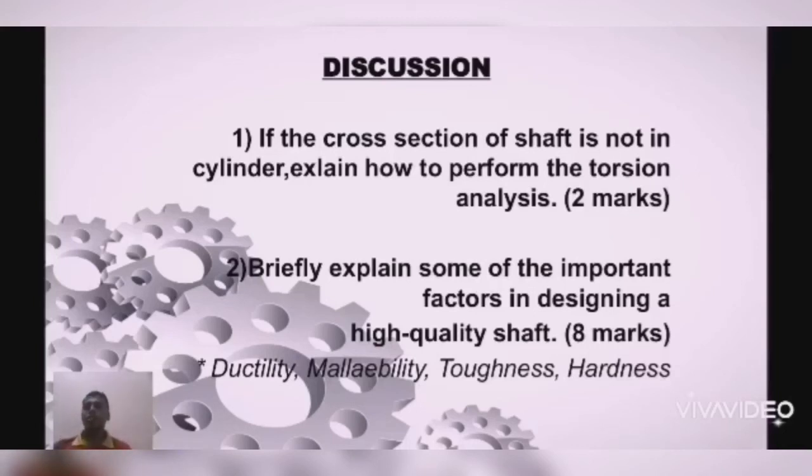Second question: briefly explain some of the important factors in designing a high-quality shaft. There are 4 factors: ductility, malleability, toughness, and hardness. First, ductility. Both twisted shafts did not drop back to 0 because of sliding in the material arrangement. Second, malleability. Both twisted shafts are reducing upon removal of load. It is because the specimen is elastic, deformed, and recovered to its original shape. Third, toughness. To withstand high loads, which also shows that both shafts have different hardness. And last is hardness. The brass shaft twisted more than mild steel because mild steel is harder than brass.